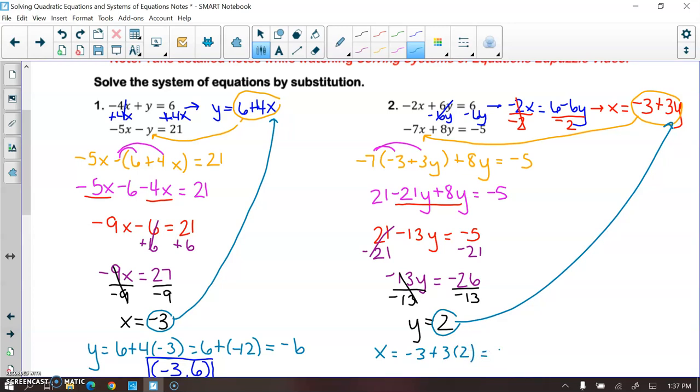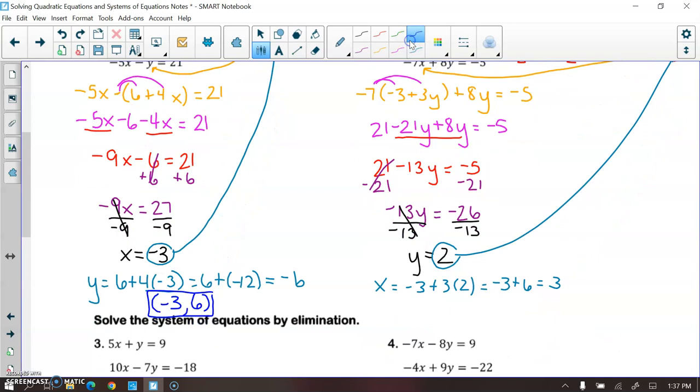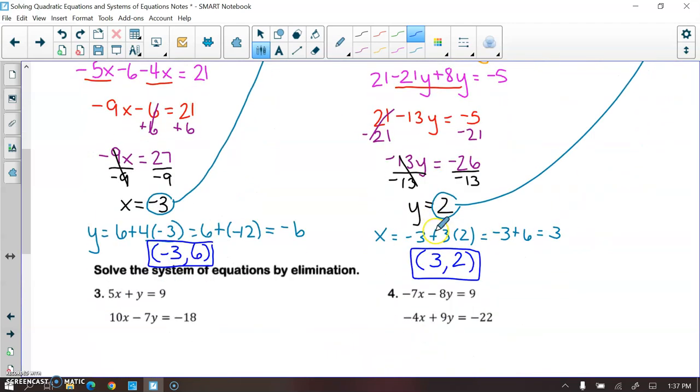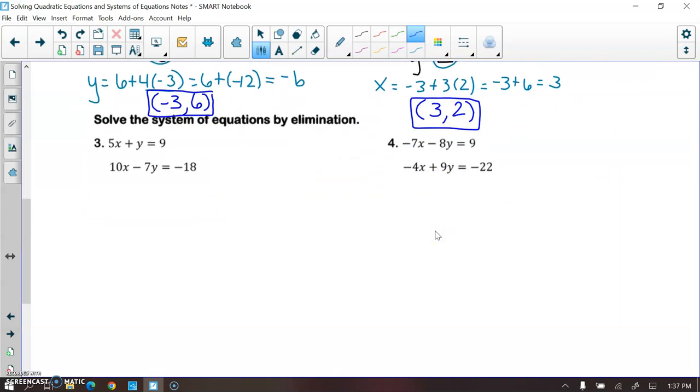3 times 2 is 6, so I really have negative 3 plus 6, and negative 3 plus 6 is 3. So x is 3. Then I write my answer as an ordered pair. My x value came out to be 3, my y value came out to be 2. These lines would intersect at the point (3, 2). So that's substitution. Now we're going to review elimination.